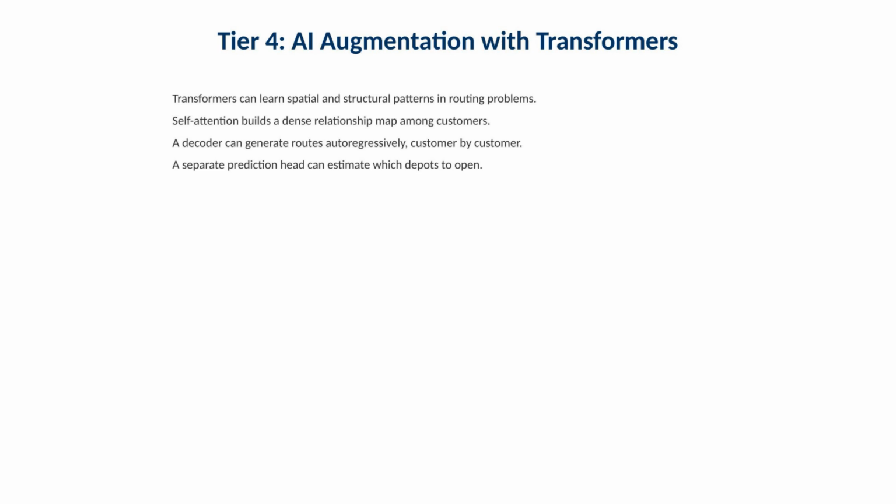Tier 4 uses transformers, which are deep learning models built around self-attention. For routing, self-attention can learn which customers are related, such as being close geographically or having compatible demand patterns. A model can generate a route step by step, selecting the next customer to visit. With additional structure, the model can also suggest which depots to open.